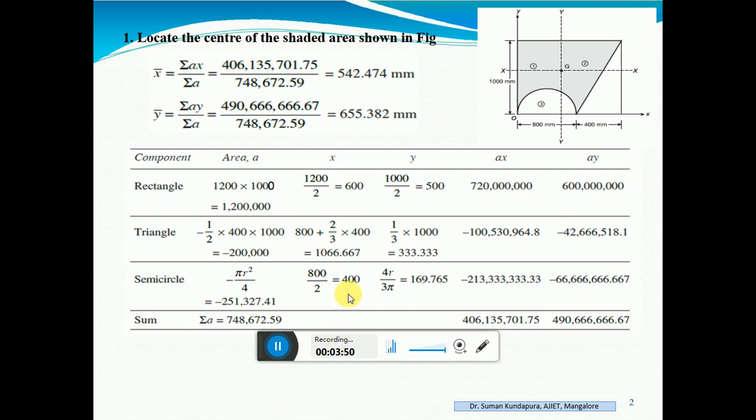Next, the distance x from the y-axis. X distance is 800 by 2, so it is 800 by 2, and the y distance at this point is the CG. So it is 4r by 3 pi in the positive y-axis. So it is plus 4r by 3 pi. R is 400 here. So both are positive. Please make a note.